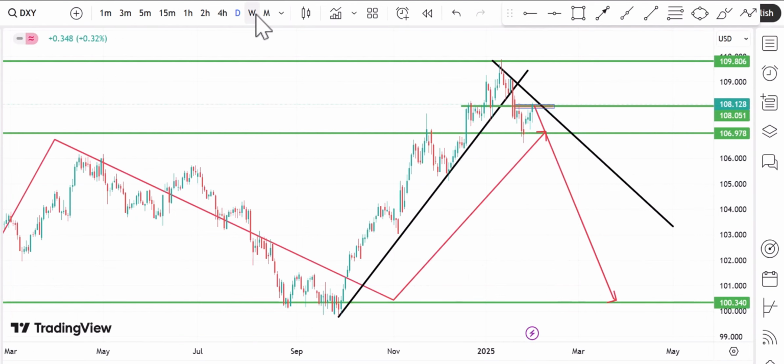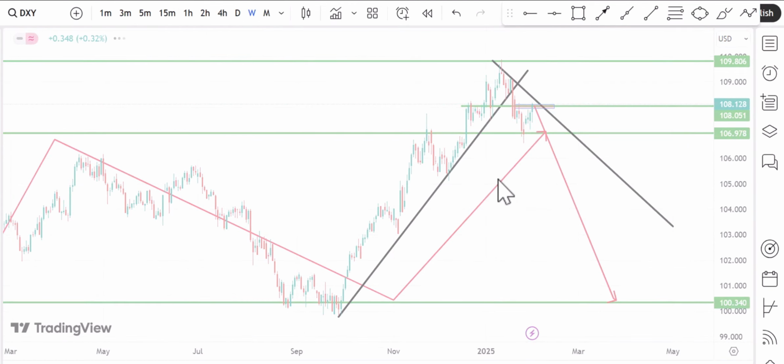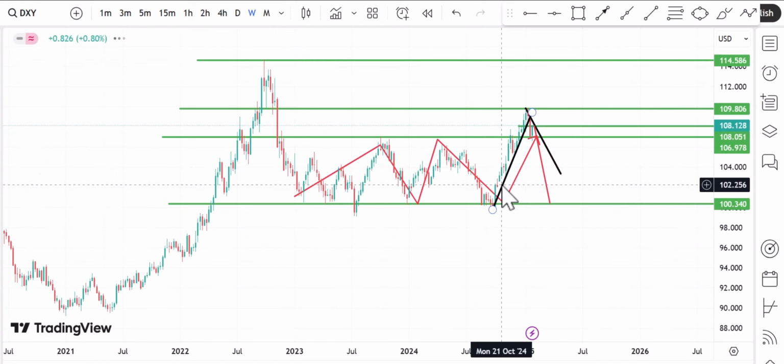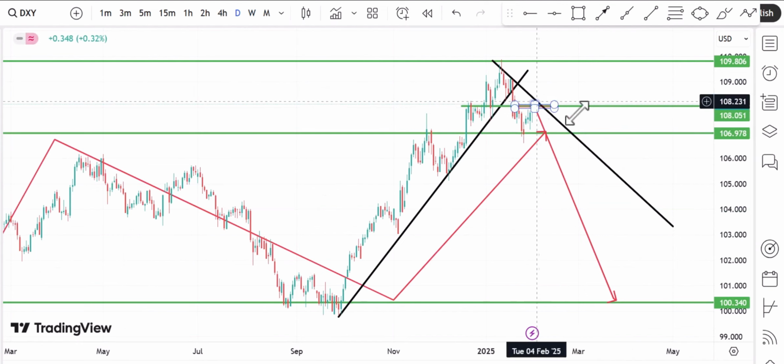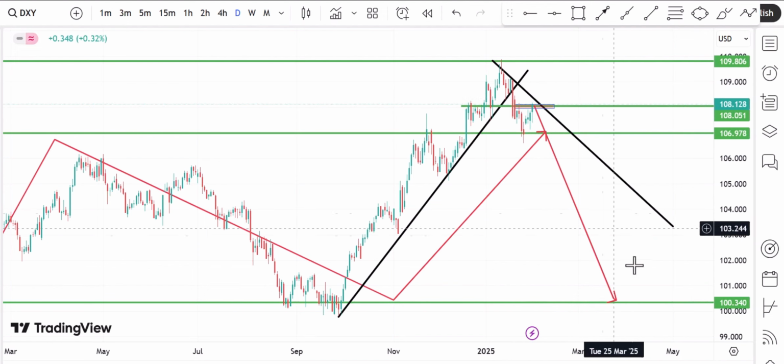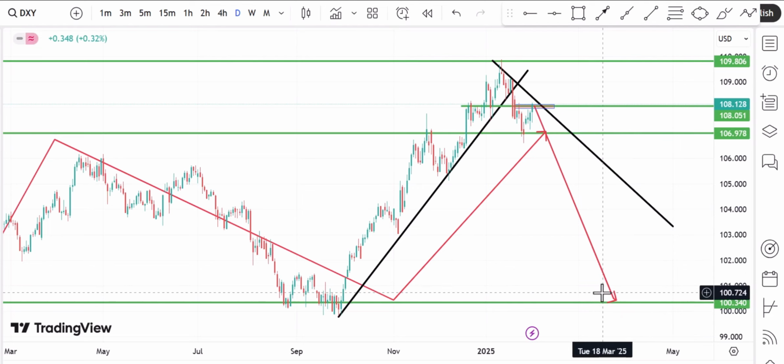But if you look at the weekly time frame, it's giving us that the market might be bullish. But on the daily time frame, we have to look at this trend line. If the price is going to respect this trend line within this week, it means the price will be falling. So that's what we have to look out for on DXY.